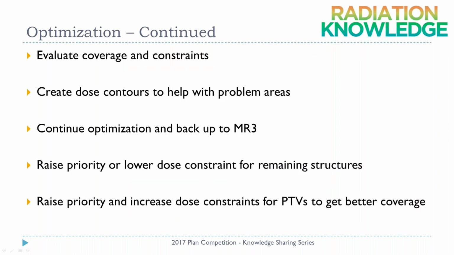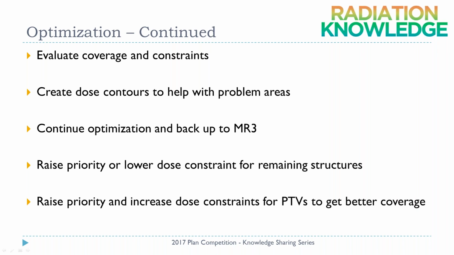And then I let it do its final calculation. After that final calculation, I'll go in and evaluate the coverage versus the constraints from the scoring metric. One thing you could do, if there are doses overlapping structures you want to get rid of, is create dose contours to help with that, for a more focused optimization. Once I figure out what areas I'm going to need to tweak and adjust a little, I'm going to restart my optimization, but I'm going to continue. I'm not going to start over. And I'm going to go back to MR3 and pause it.